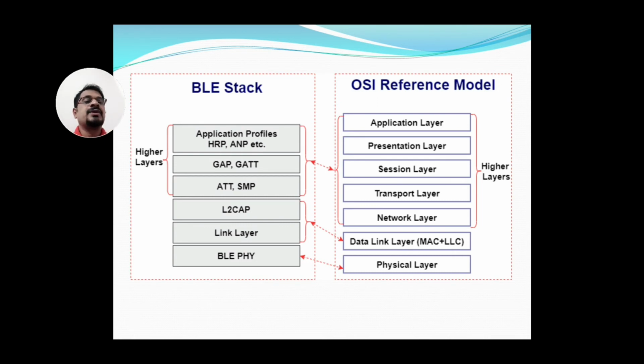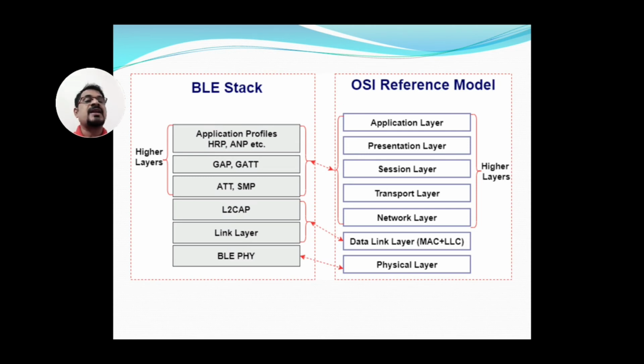So we know that the OSI reference model starts from application to the physical. So now let us start with the bottom. The physical layer is equivalent to the radio layer, that means the BLE physical layer, the Bluetooth link layer, physical layer.